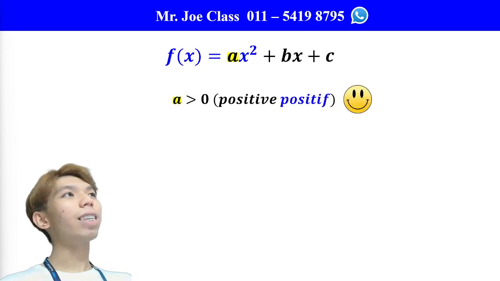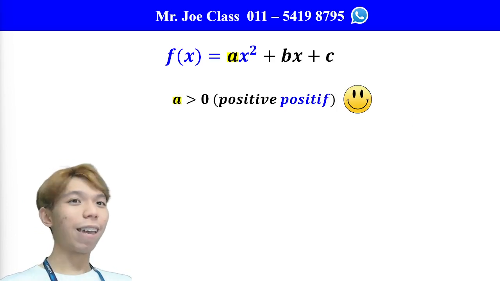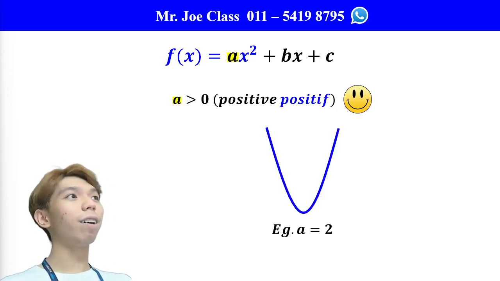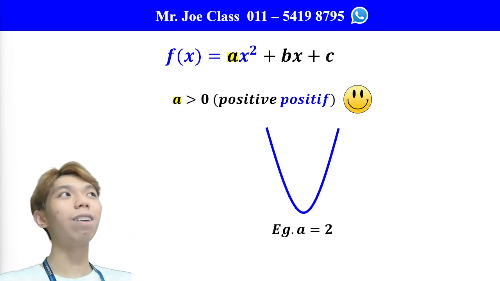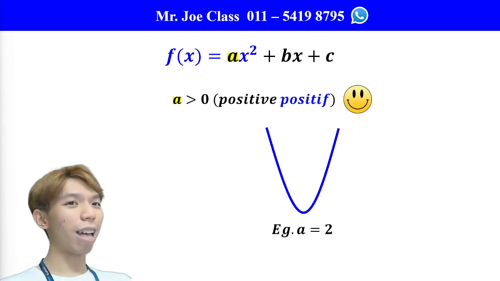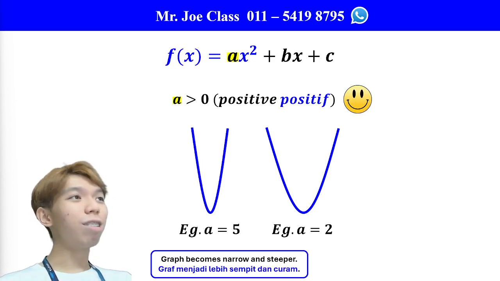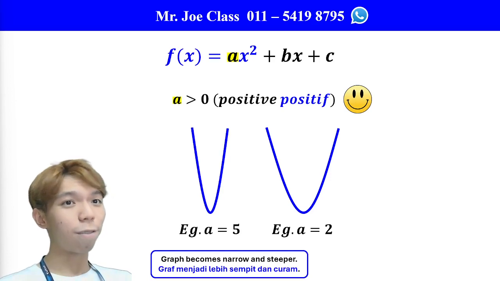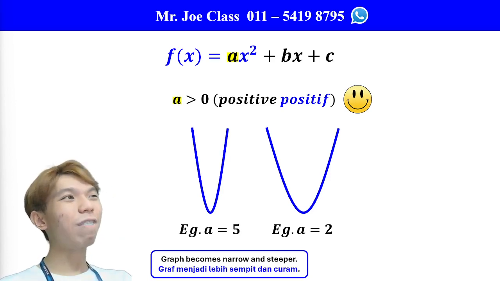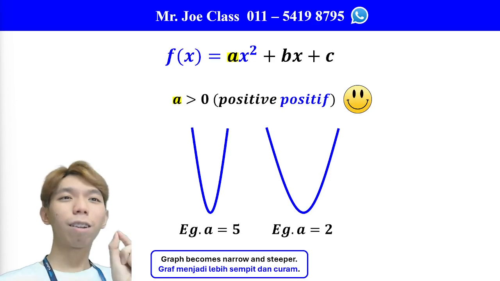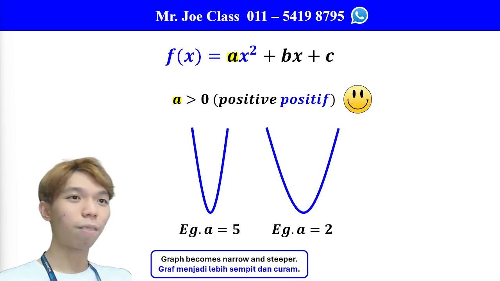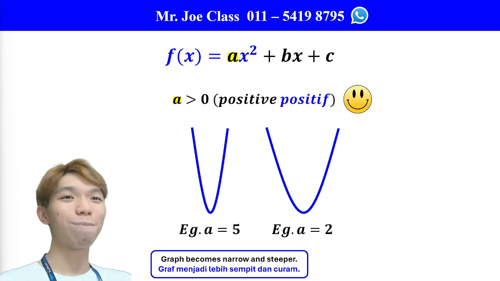Now, let's get back to when A is positive. You have learned that when A is positive, the graph will be shaped like a smiley face. For instance, if A is 2, it is positive, so it's shaped like a smiley face. But what if I change the value of A to 5? Please do note that the value is still positive. But if the value of A changes to a greater number, the graph will change in shape. It becomes narrow and steeper. Graph jadi lebih sempit dan curam.